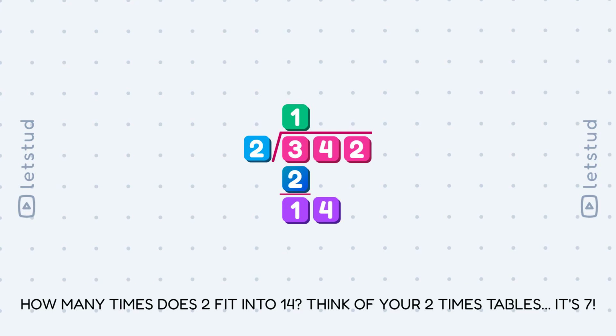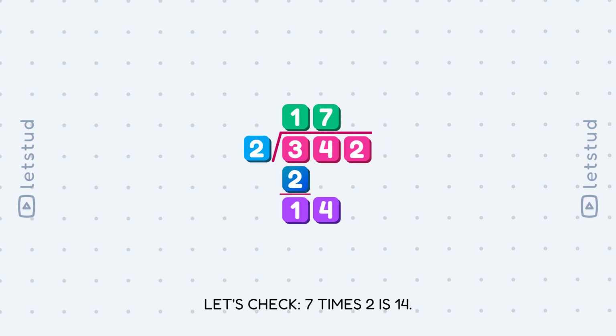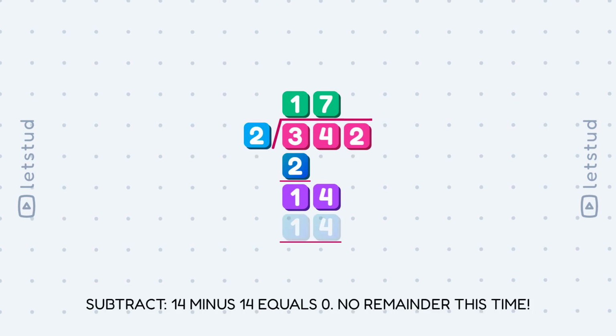How many times does 2 fit into 14? Think of your 2 times tables. It's 7. Let's check: 7 times 2 is 14. Subtract: 14 minus 14 equals 0.